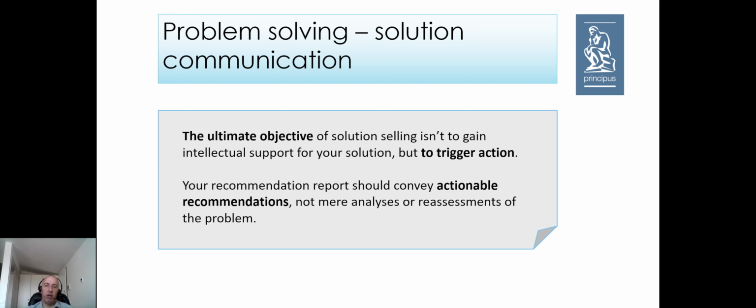The ultimate objective of your solution presentation is to trigger action. In order to do that, you need to convey an actionable recommendation, and you should not stop at analysis. One of the big challenges for some sellers is to define the next step or ask for a sale. If you cannot do that, you will not survive in the sales environment.